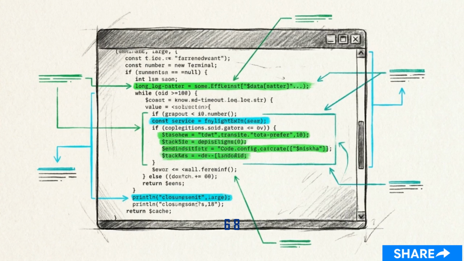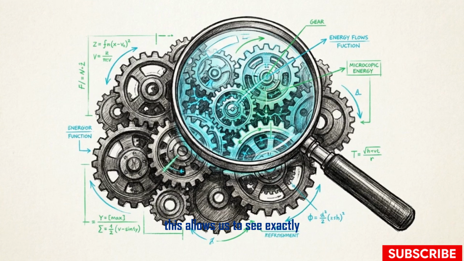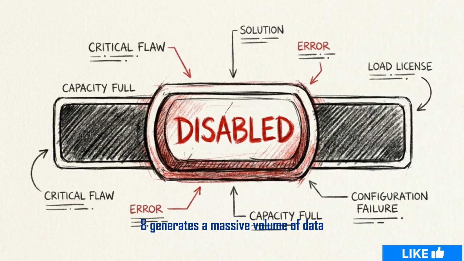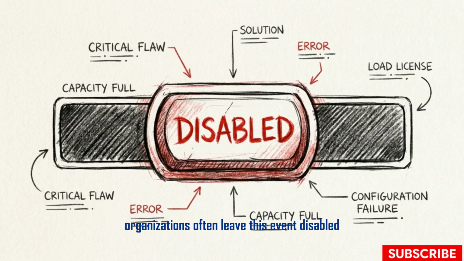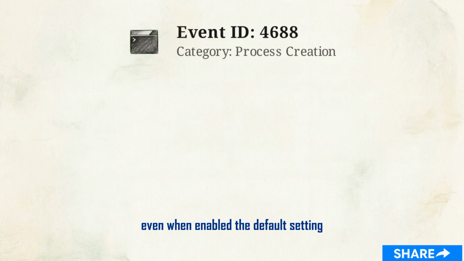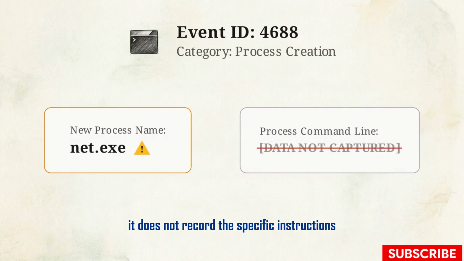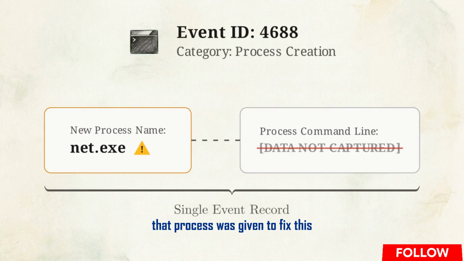Phase 3 is execution. Event ID 4688 records process creation. This allows us to see exactly what the attacker is doing. By default, 4688 generates a massive volume of data. To save storage costs, organizations often leave this event disabled. Even when enabled, the default setting only logs the name of the process being run. It does not record the specific instructions that process was given.